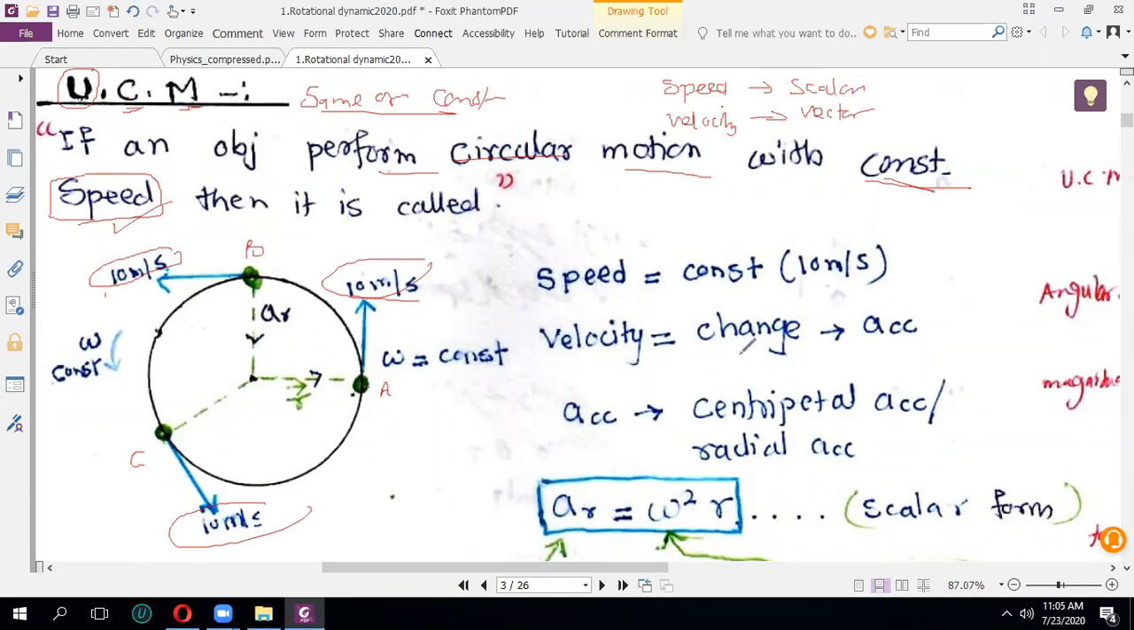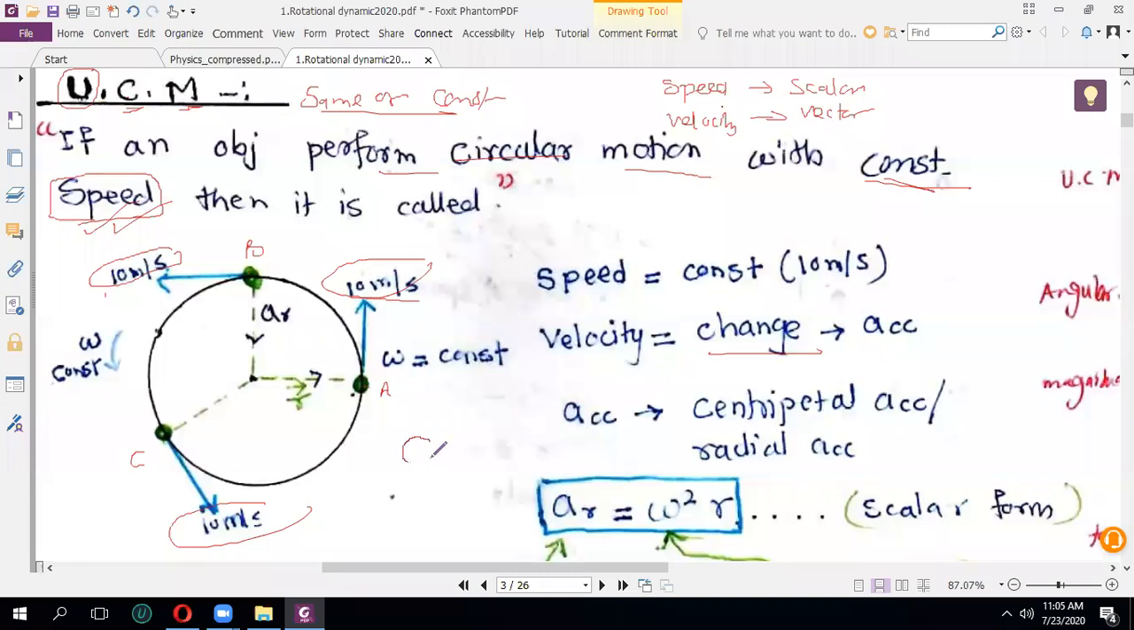According to velocity, it is changed because the direction is changed. That is what I have written here. Speed is constant. In each place the speed is 10 meter per second. So I am saying this type of motion is circular motion. Every place its speed is constant. Understood? So this is called uniform circular motion.